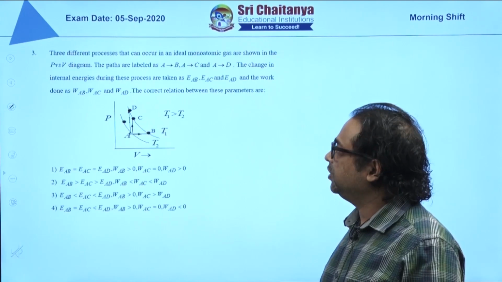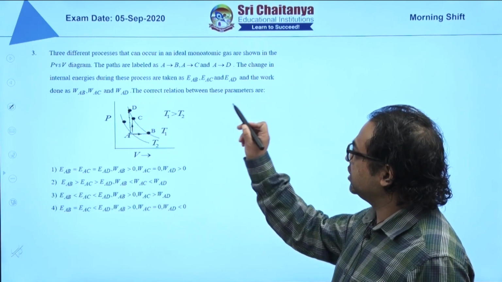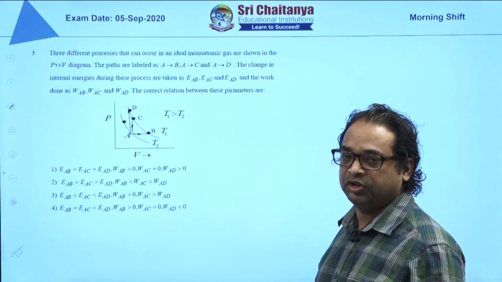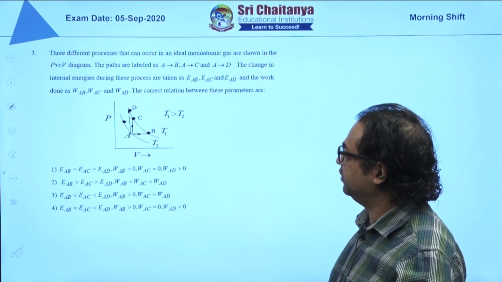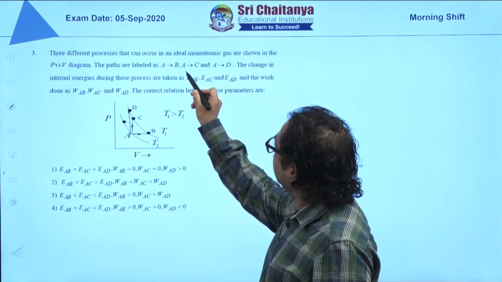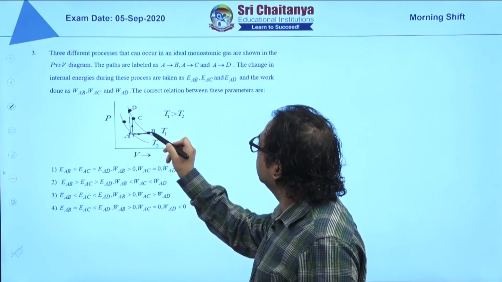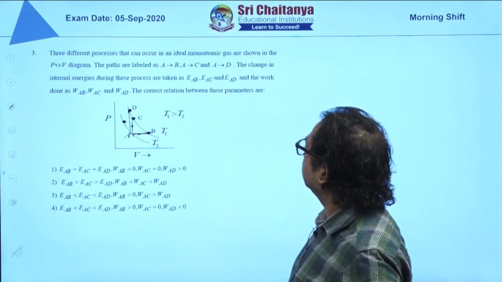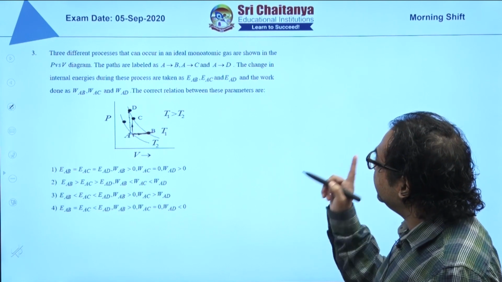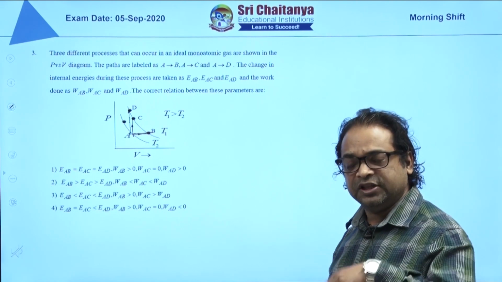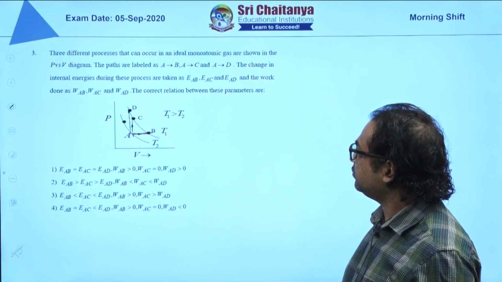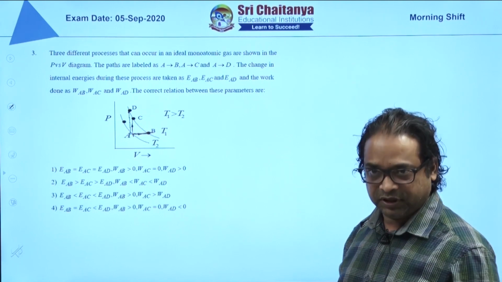So now coming to question number 3. Three different processes that can occur in an ideal monoatomic gas are shown in the diagram. It's a monoatomic gas and three different processes are given. The paths are AB, this one A to B, AC, and AD. For each process, the change in internal energy is given, and the work done in each process is given. The correct relation between these parameters we want to find.